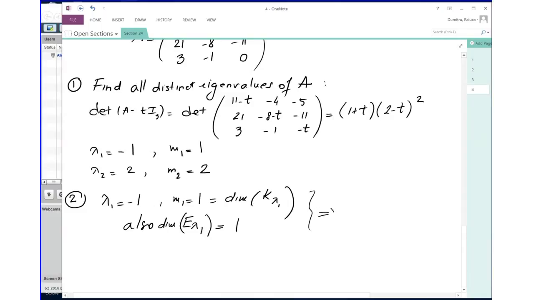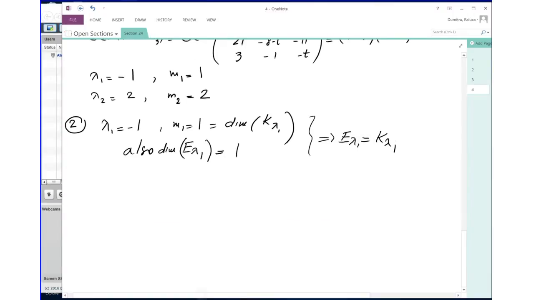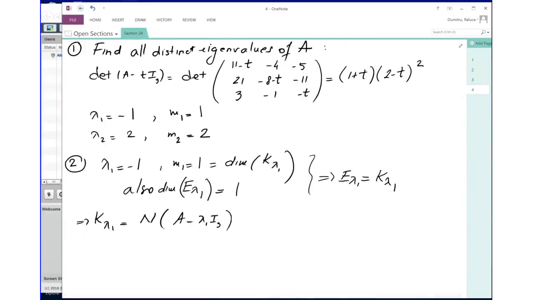But since they are equal in dimension, and they are subspaces of each other, the generalized eigenspace is nothing more than the original eigenspace, and we know how to deal with that, right? We know how to compute that. How do we do that? We just take the null space of A minus lambda 1 identity 3 by 3. Well, it's nice to notice that they are one and the same, right? E lambda and K lambda.